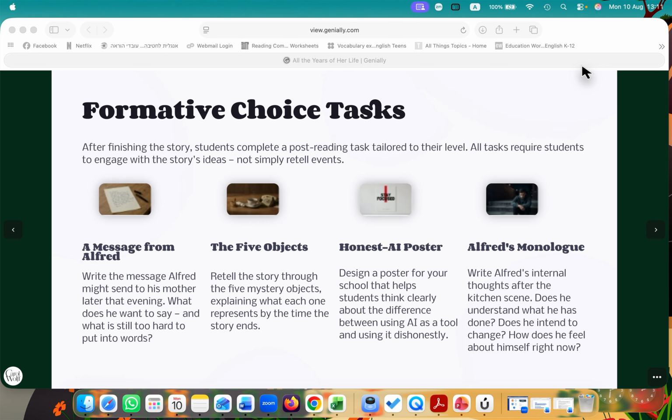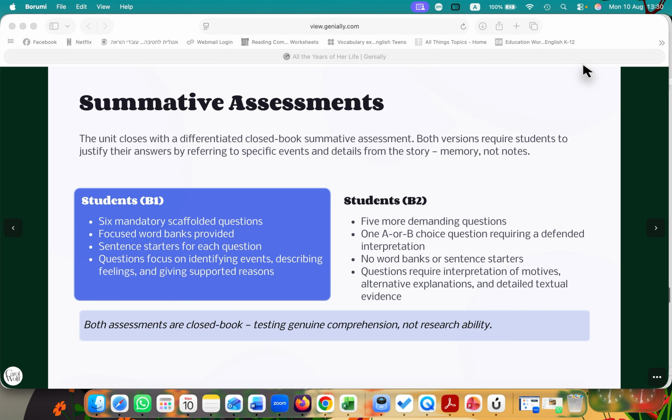Once the story's finished, students pick one post-reading task that asks them to engage with the ideas, not just retell it. A message from Alfred to his mother, the story retold through the 5 mystery objects, an honest AI poster for the school, or Alfred's internal monologue after the kitchen scene. Expectations adjust to the student's level, and the choice itself gives them a little ownership over how they show their understanding. The unit closes with a differentiated closed-book summative assessment.